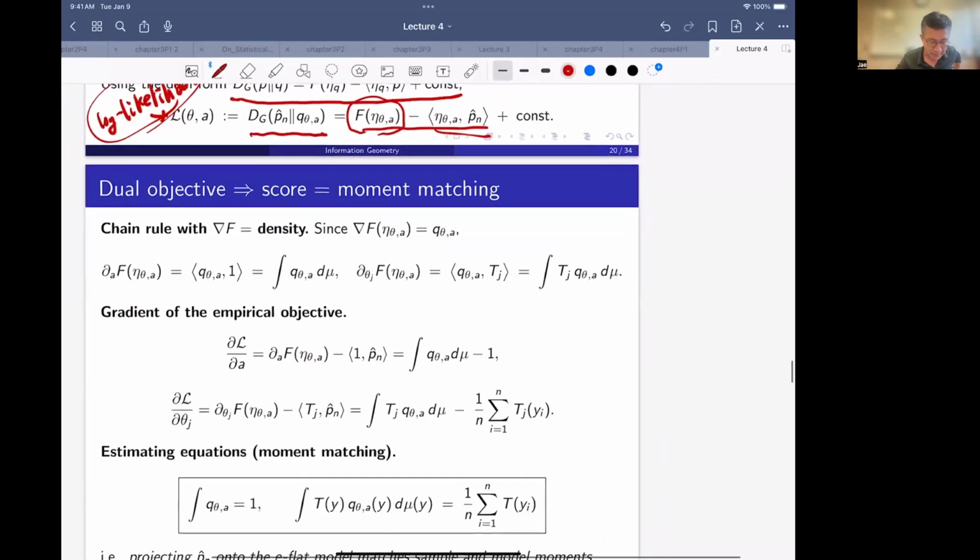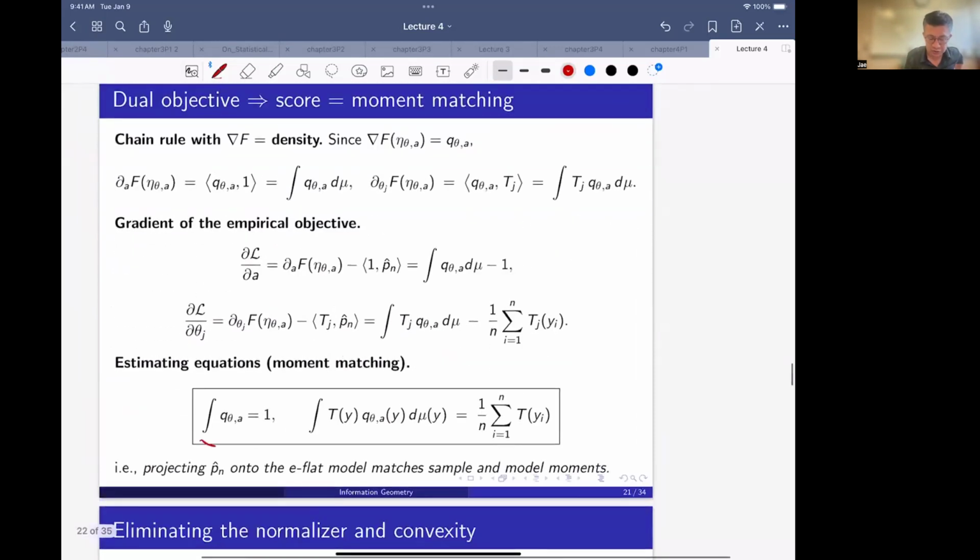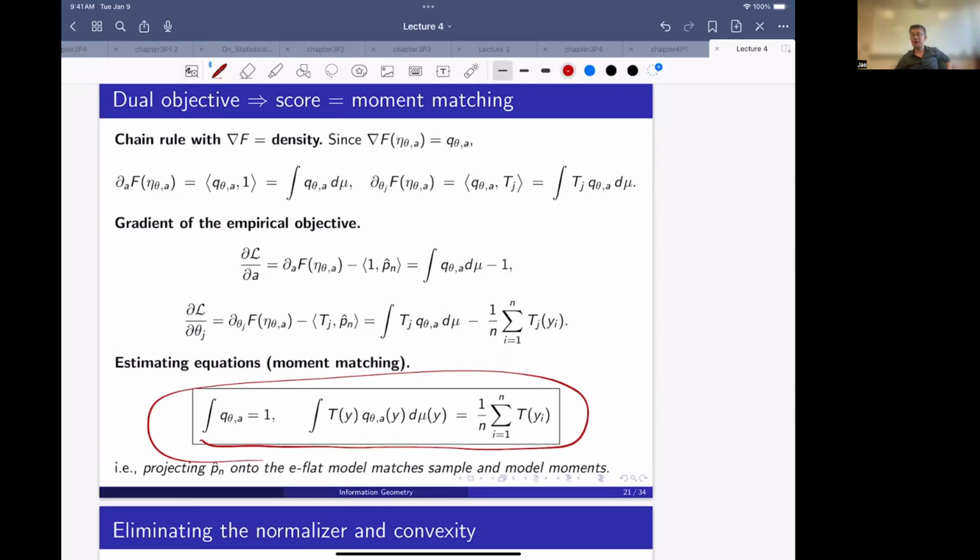Okay, so if you differentiate with respect to theta, remember, if you differentiate the log likelihood with respect to theta, you get the score function, right? But this one is general. For our general setup, it turns out that differentiation of this L gives a moment matching equation, which will give you an estimation formula. So that is a very nice estimating formula for this information projection interpretation.